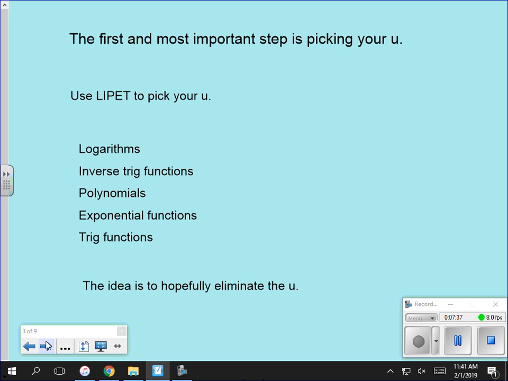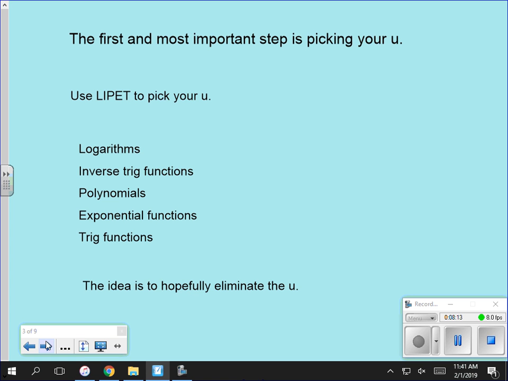LIPET. Okay, and this is LIPET. Oh man, when I saw this, I'm like, man, that helps so much. And LIPET only works for uv substitutions. But man, it really helps. Okay, logarithms, inverse trig functions, polynomials, exponentials, and trig functions. Generally speaking, I don't stick with inverse trig functions. I don't think any of the problems you have to do use that. But you'll see a lot of logs and a lot of polynomials and some of the other ones as well.